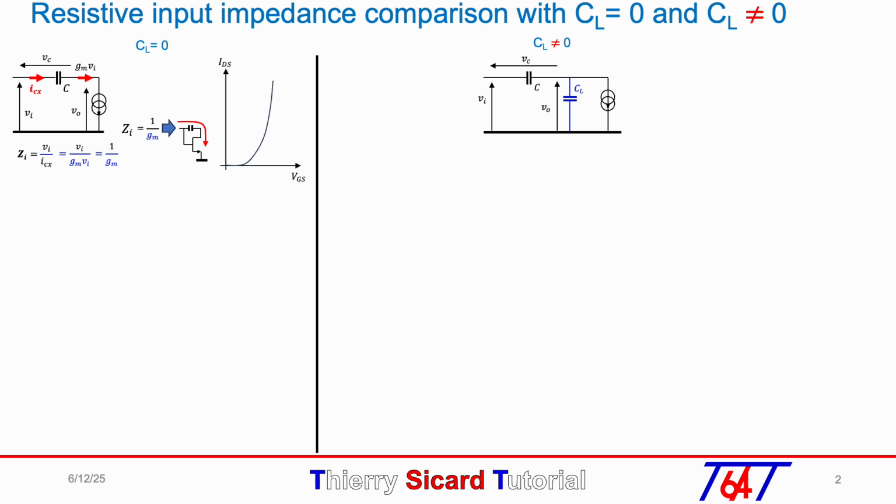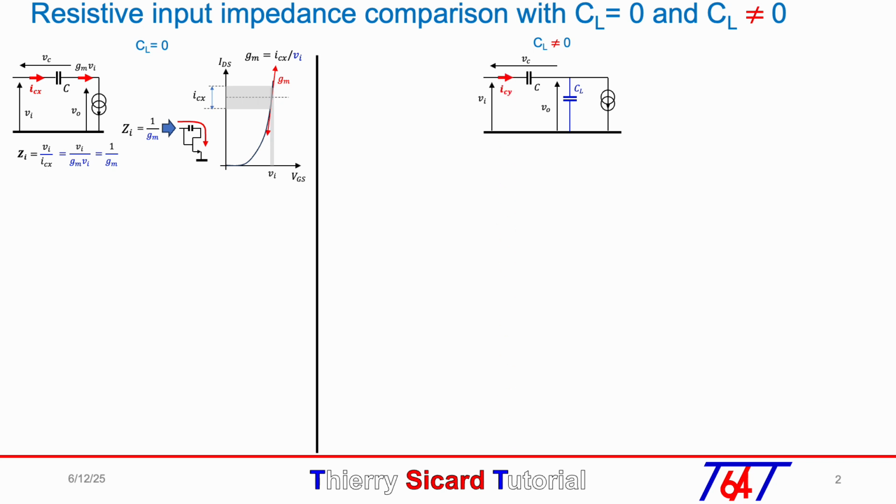Now it is time to visualize the dynamic impedance 1 over Gm on the characteristic IDS versus VGS. The dotted line represents the DC point current operation of the common source amplifier. The dynamic transconductance Gm is given by the ratio ICX over Vi. So, a small Vin variation creates an ICX current variation and gives the transconductance Gm represented by the red arrow.